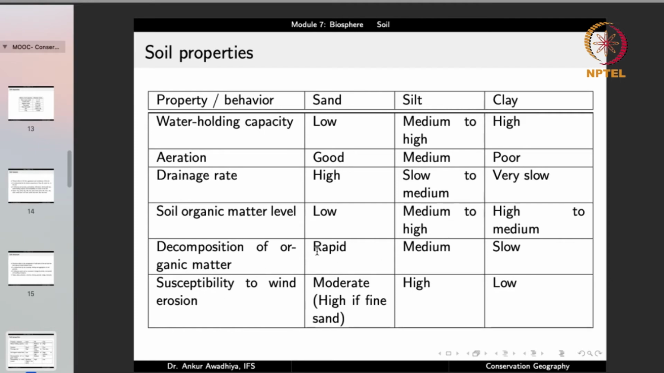Susceptibility to wind erosion: in the case of sand, it is moderate because the particles are of large weights, they have more mass. But if it is fine sand, then it can very easily get eroded by wind. So we have looked at the example of sand dunes. And in the case of sand dunes, wind acts as the agent of erosion. Now, in the case of sand dunes, if there is fine sand, then the sand dune can very easily get eroded. But if the sand is very coarse sand, then wind will have to do a lot more work.